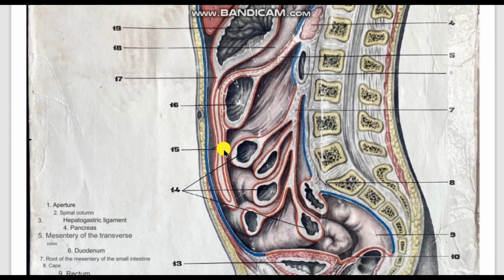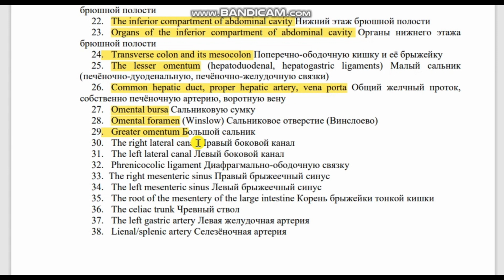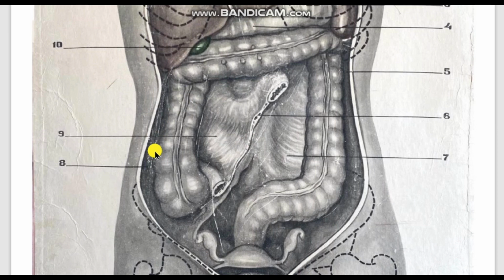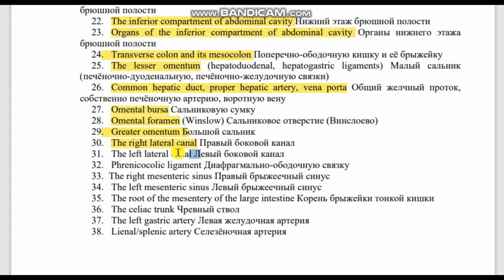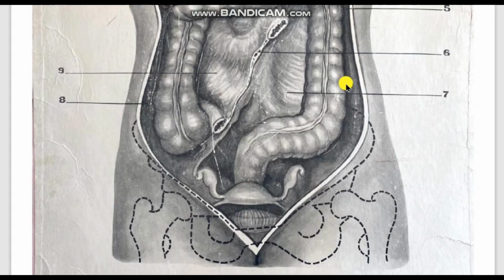Which is showing here to us, this one. This is the greater omentum. Next we have a right lateral canal. Here, a right lateral canal. Okay, this one. And next we have left lateral canal. So here you can have a look. This is left lateral canal.